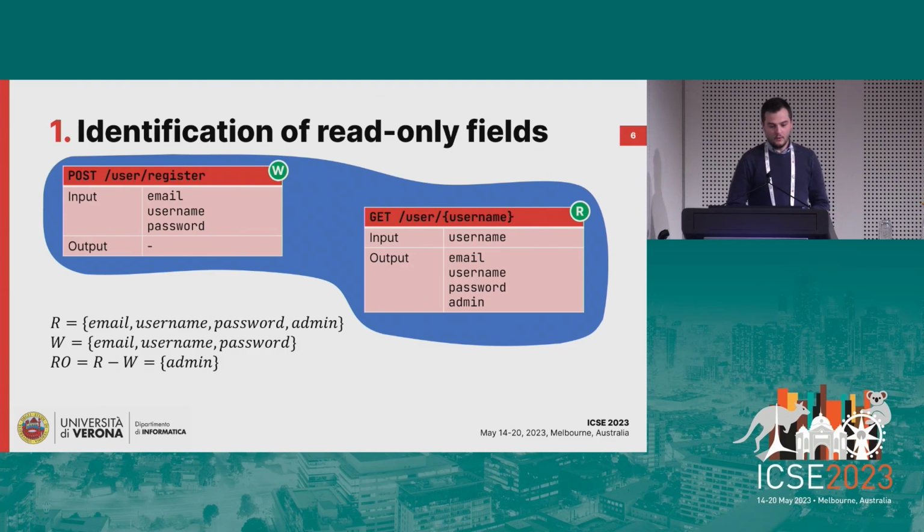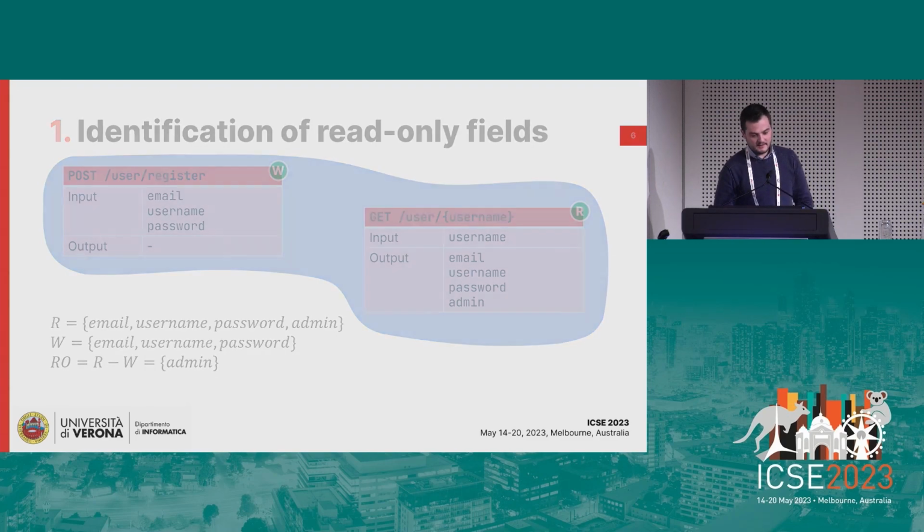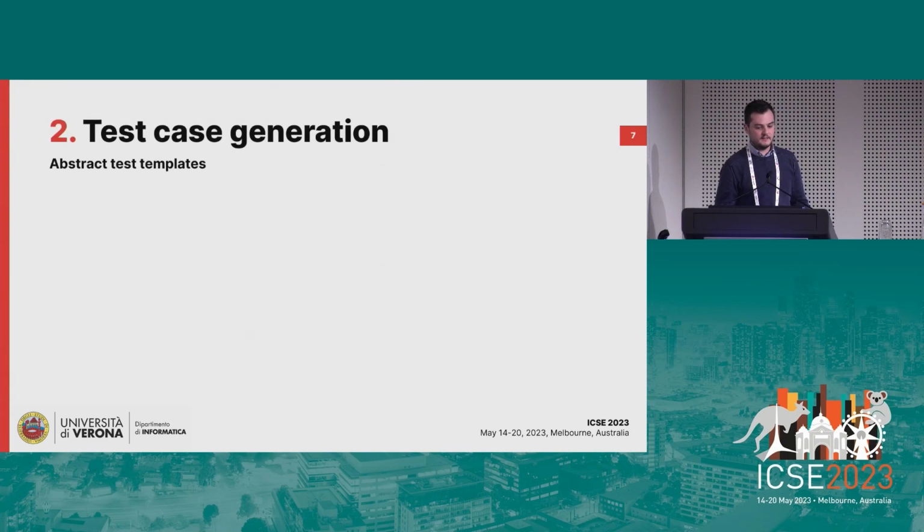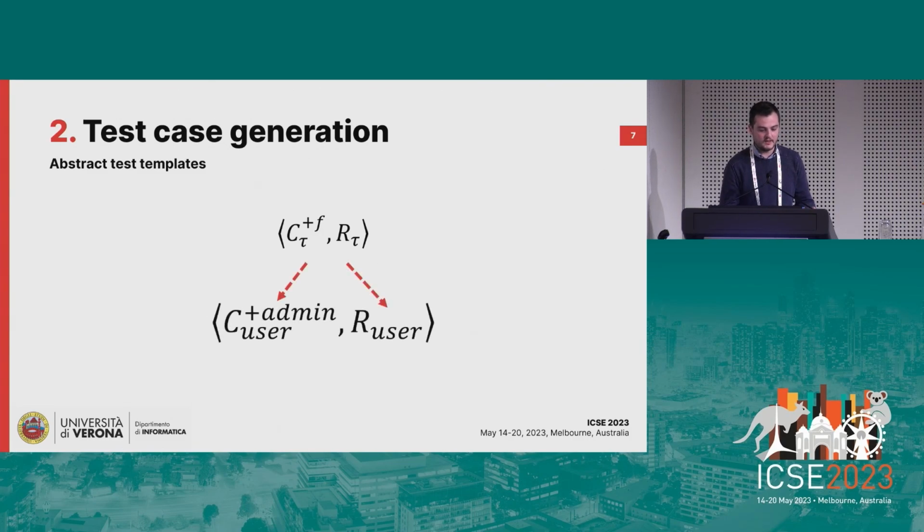Once we identified all the read-only fields in the API, we can start generating test cases that perform a mass assignment attack. So they try to exploit a candidate vulnerability. And those test cases are derived from abstract test templates. In fact, we provide a collection of abstract test templates like this one. They are manually provided, but only once. We have already done the collection, and they are automatically instantiated.